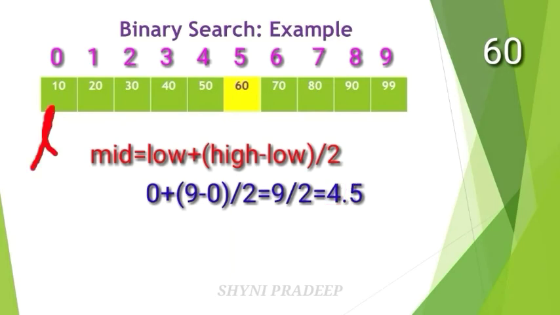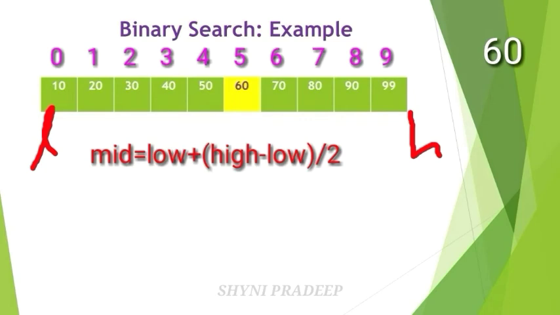This is the lowest position. This is the highest position. L means low, H means high. So this 4 is the mid value of this array. See here, which element is present at the index position 4? 50. This is the middle element.